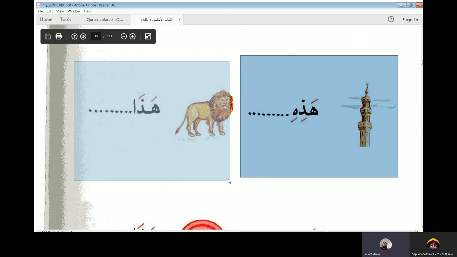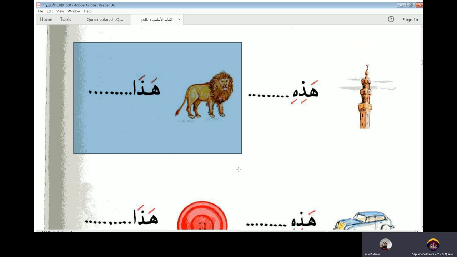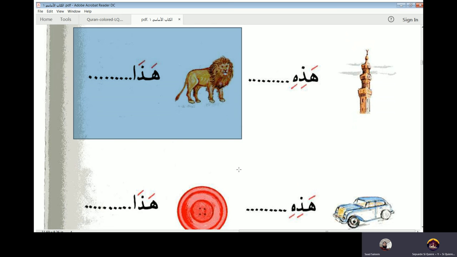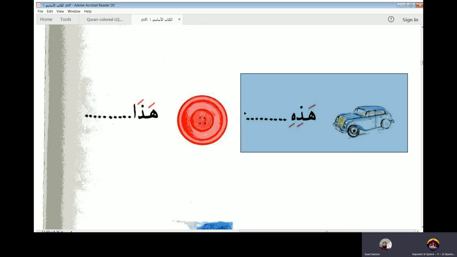Now, hadha. What is this one? Asad. Asad, yes, hadha asad. Hadhihi sayyarah. This is a car.